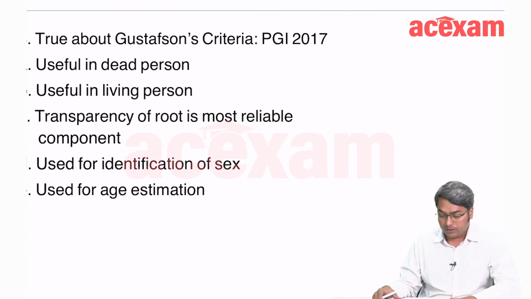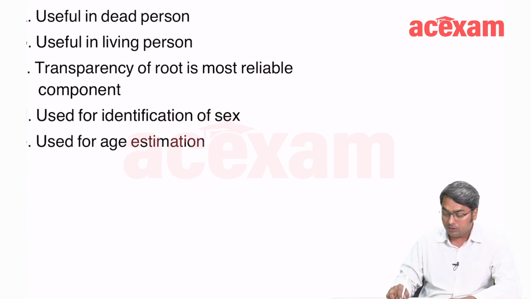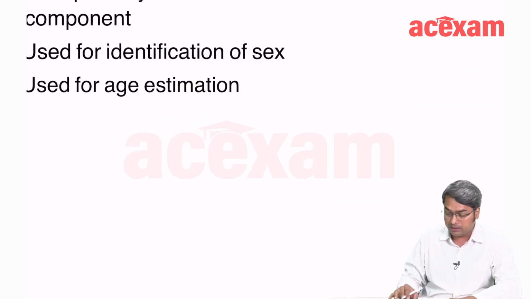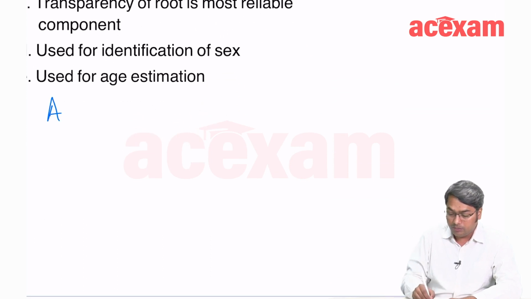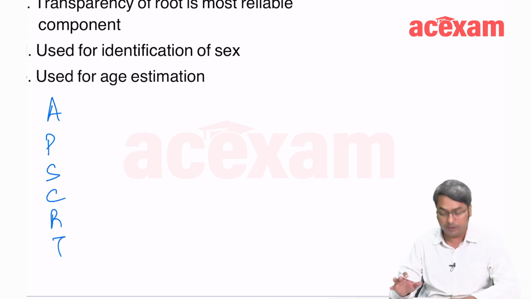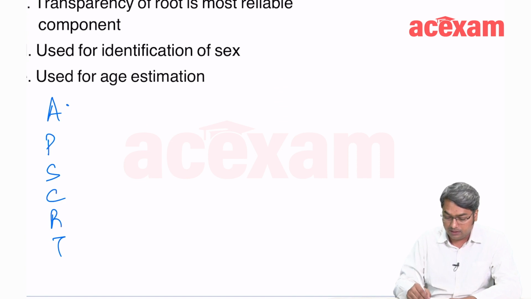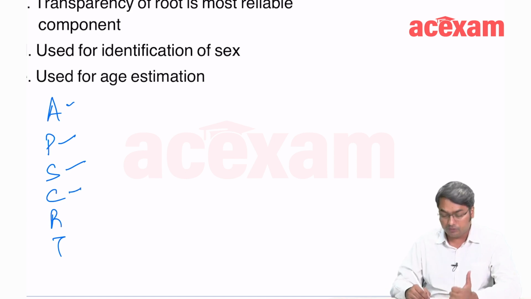Then, true about Gustafson's criteria. Gustafson's criteria has 6 criteria, remembered by A, P, S, C, R, T. This has been discussed in detail in the chapter. A is for attrition, P is for paradontosis, S is for secondary dentin formation, C is for cementum apposition, R is for root resorption, and T is for transparency of root.